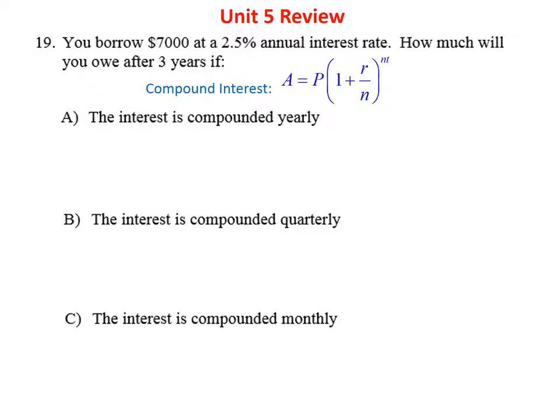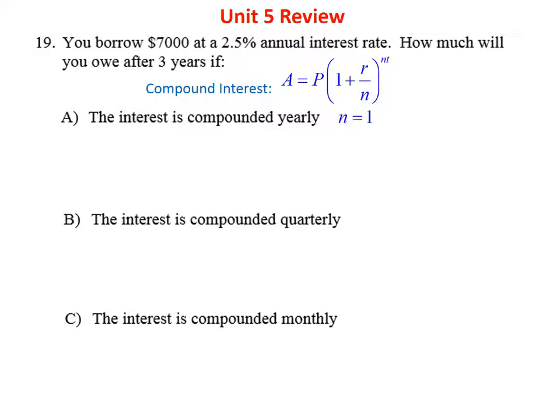So first off, let's remember our formula states that the balance is going to be the principal, $7,000, times 1 plus the interest rate, which is our 2.5%, divided by how many times a year we do this. For compound yearly, that'll be 1. For quarterly, that'll be 4. For monthly, that'll be 12. And then how many times do we do it? Well, t is the number of years, and we multiply that by n, again 1, 4, or 12, depending on how many times we're actually doing that each year. So let's get started with compounded yearly.